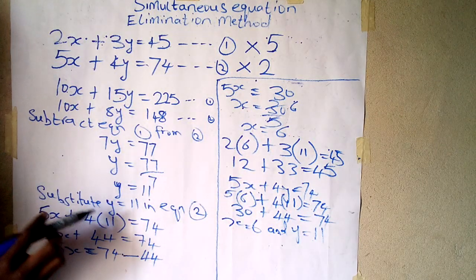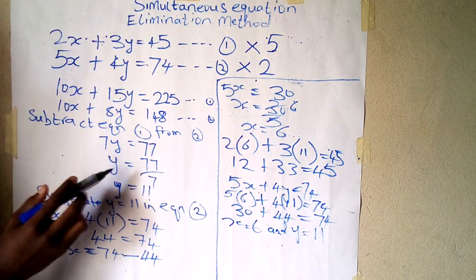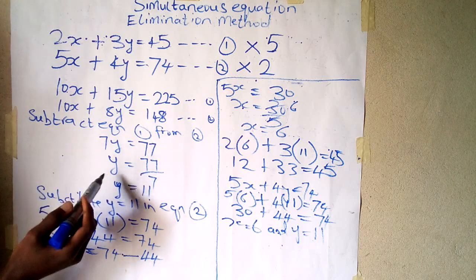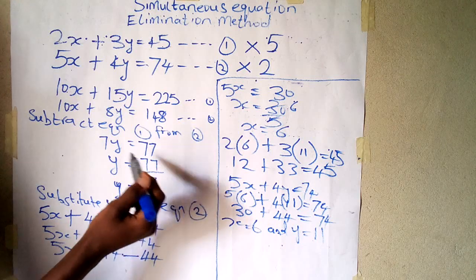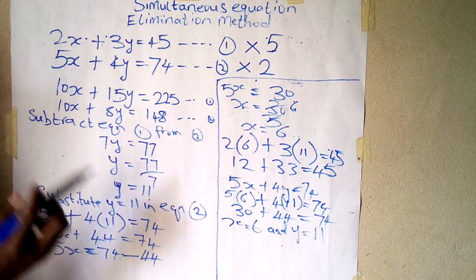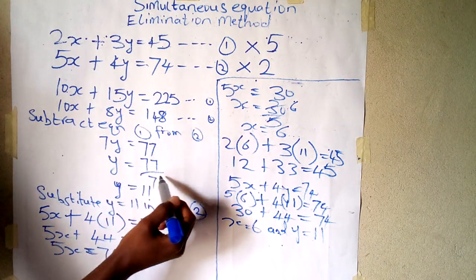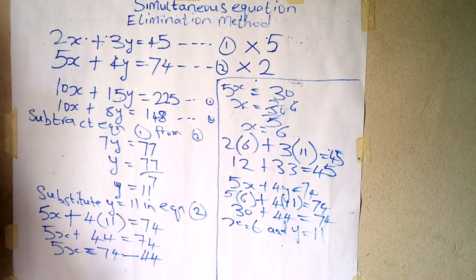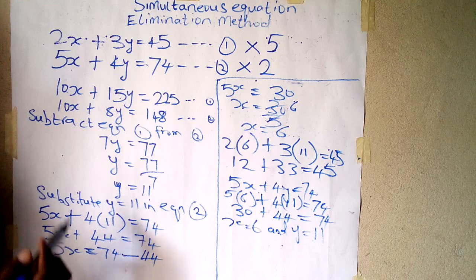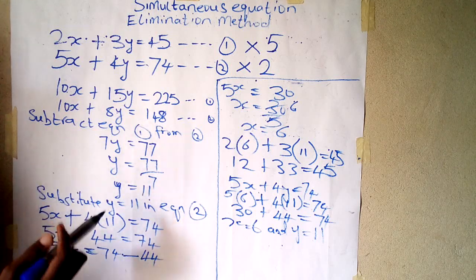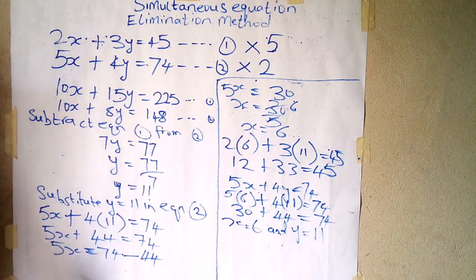Then after that, make y the subject of the formula. y is equal to 77 divided by 7, y is equal to 11. From there, 77 divided by 7 is 11. And already, I believe you have a good knowledge of how to make something the subject of the formula in mathematics.